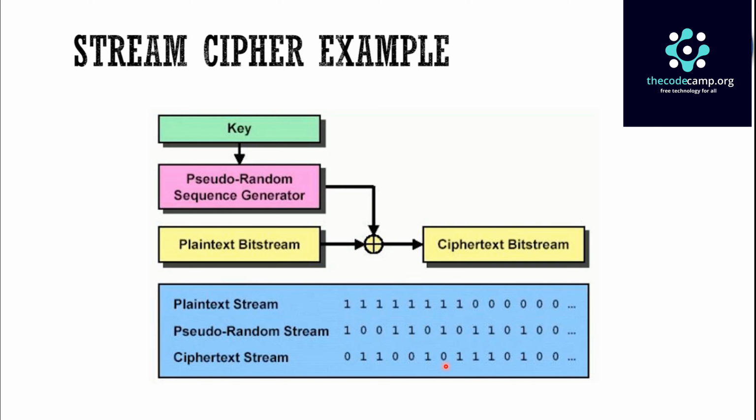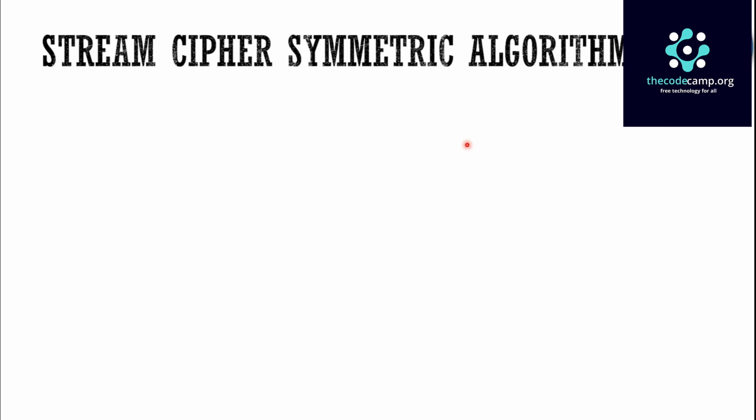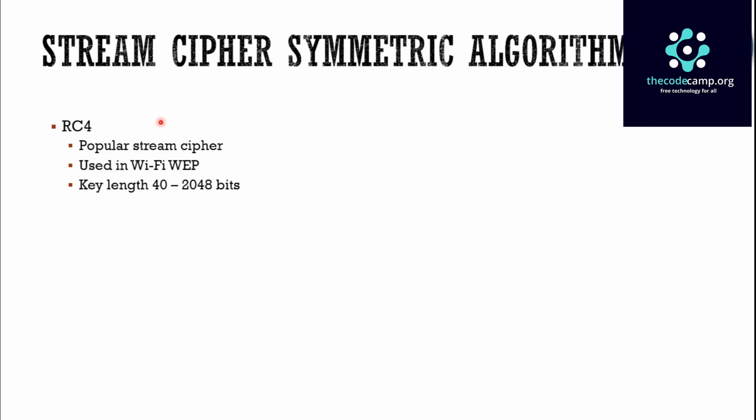Let's take a look at the stream cipher symmetric algorithms. There's RC4, I've mentioned it a few times. That's really popular, and by itself it's good. But WEP in Wi-Fi used it, but they had a weak implementation of it that had a statistical bias, which means it was easy to crack if you captured enough packets. The key length of RC4 can be anywhere from 40 to 2048 bits, and in WEP it was 64 to 128.